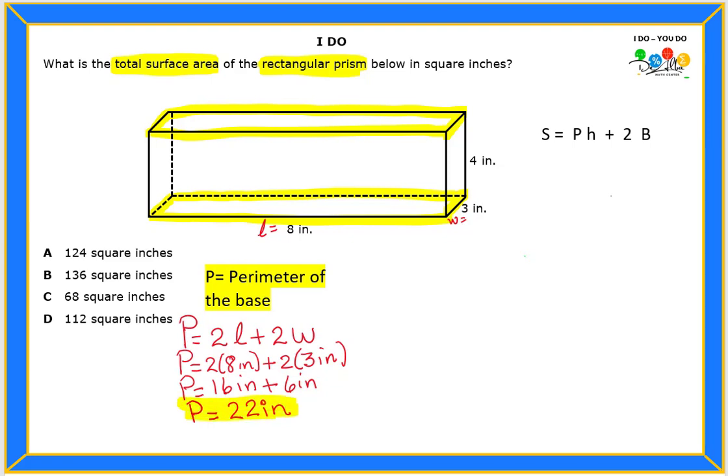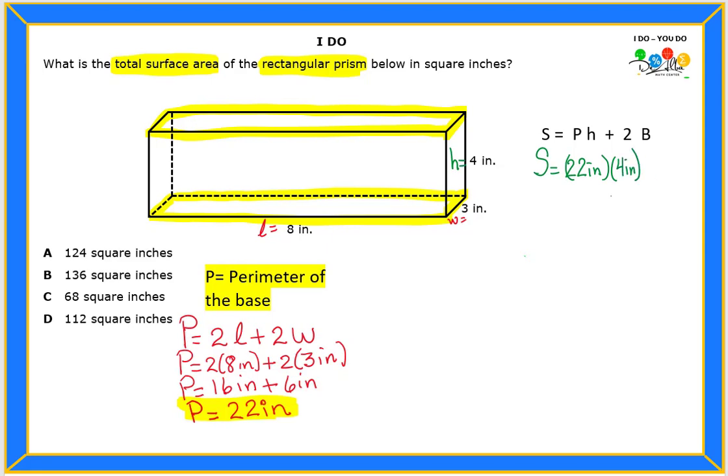You can go back to your formula and start replacing the values, it's up to you. I'm going to come back to my surface area formula and replace that capital P with 22 inches. Then it says to multiply by the height. The height is the distance between both bases, so that number will be your 4 inches.